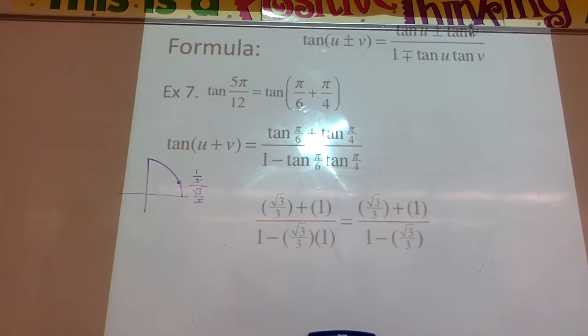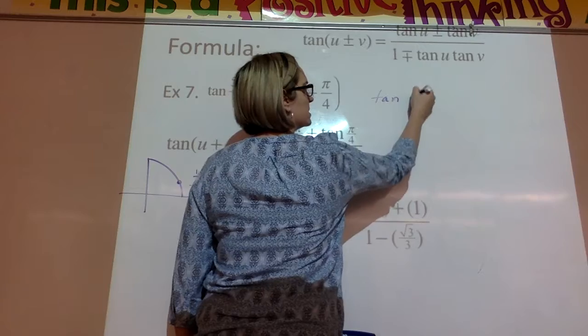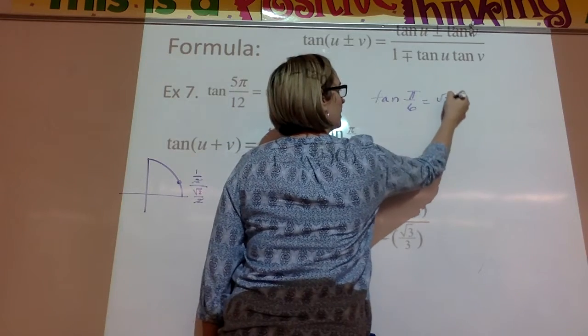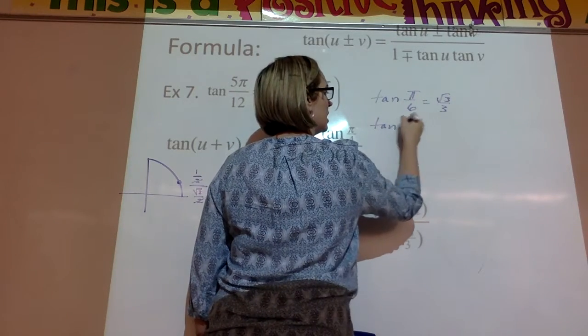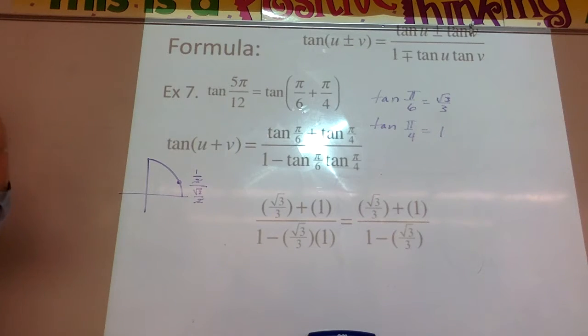So you may want to do that tangent calculation off to the side somewhere and just say the tangent of x is root 3 over 3. Like the tangent of pi over 6 is root 3 over 3, and the tangent of pi over 4 equals 1. Just that way you don't have to hold it in your head and recalculate it every time. You write it down, you just plug it right into the formula.